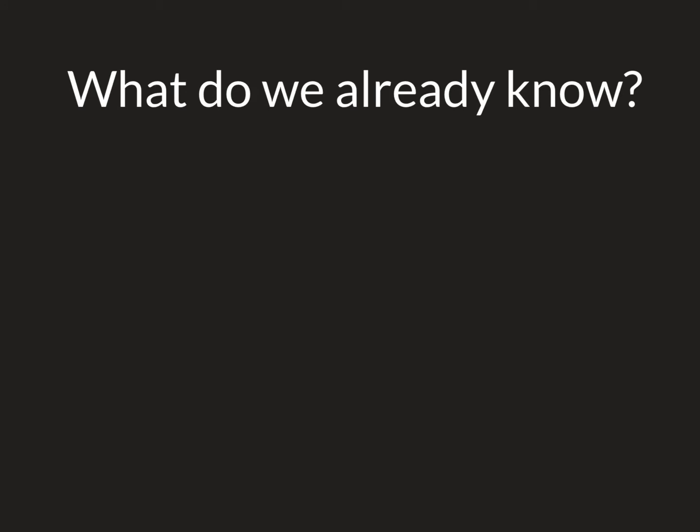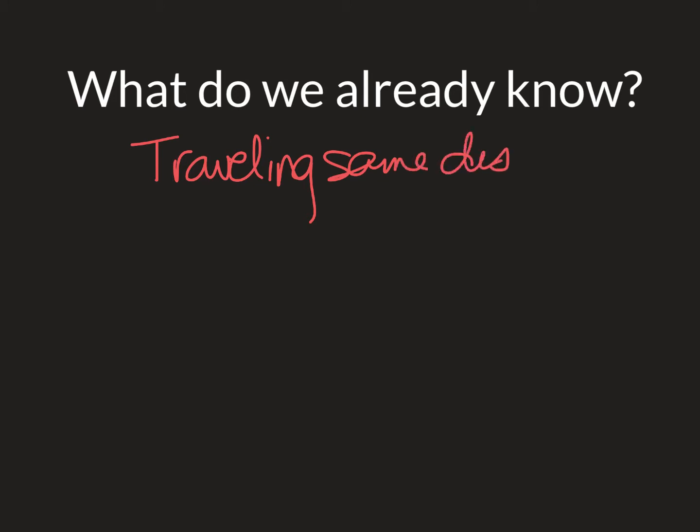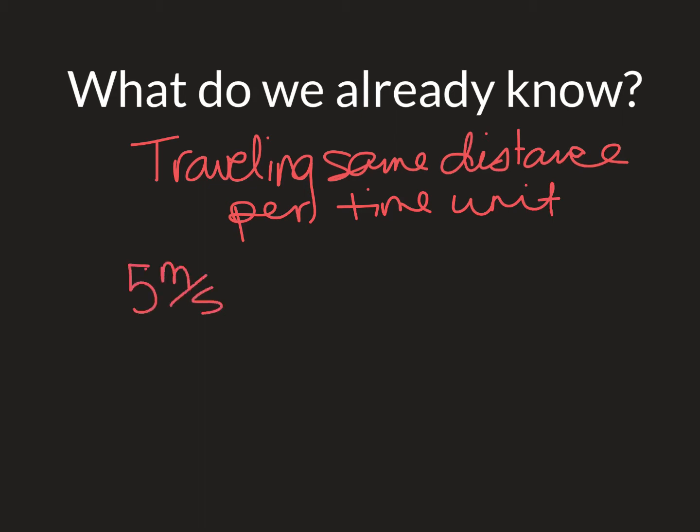We already know that the definition of constant speed is when you are traveling the same distance per time unit. So if you're traveling 5 meters per second, that means that you're going 5 meters every second. So 1 second later, another 5 meters, another 5 meters. So you're going 5 meters every second.